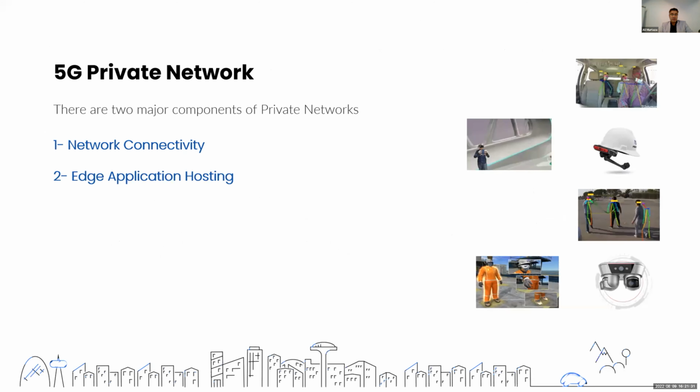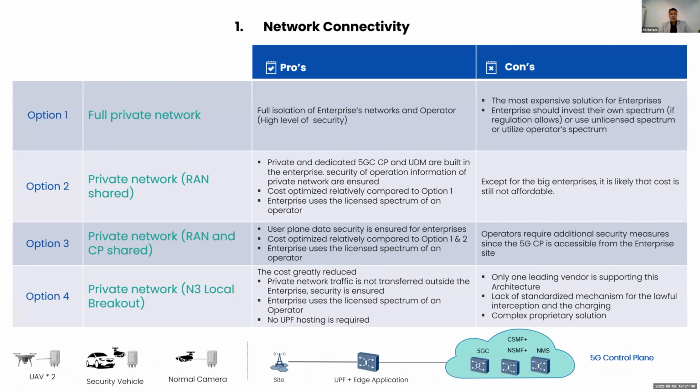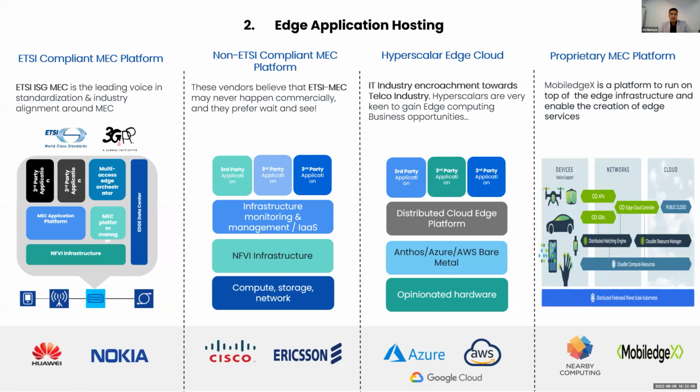Let's dissect the private networks quickly. There are two main parts: one is the network connectivity, and the second is the edge application hosting. Let's see them one by one. For network connectivity, there are multiple options an operator can offer to their enterprise customer. There is the full private network. There is a radio access network shared option. There is a third option where the radio access network and the control plane are shared between the operator and the private networks. There is a fourth option, which is N3 local breakout, but this is not used much in the industry.